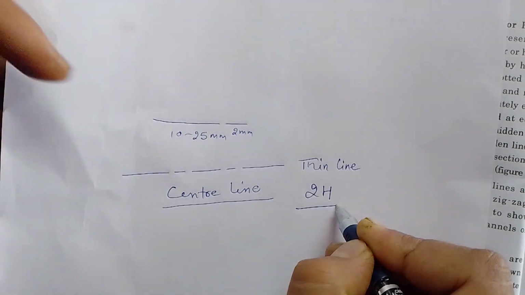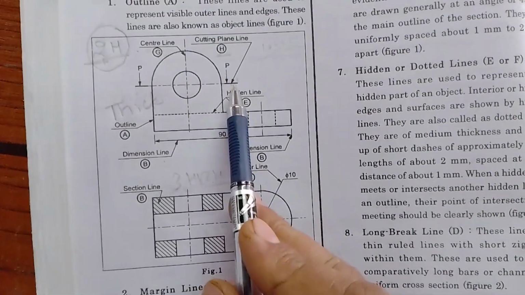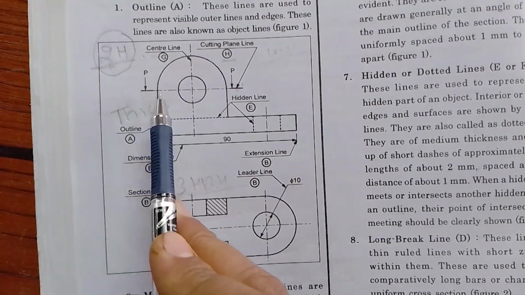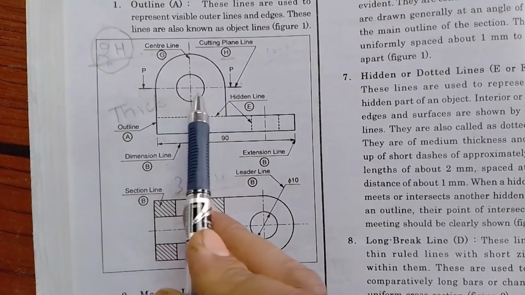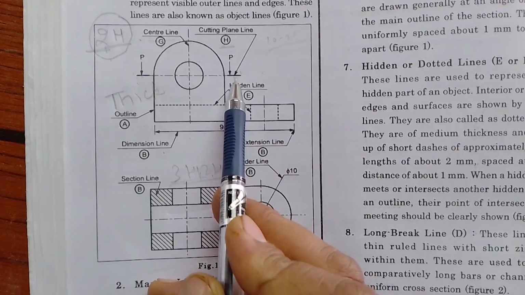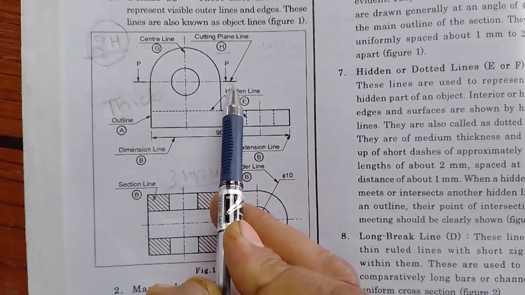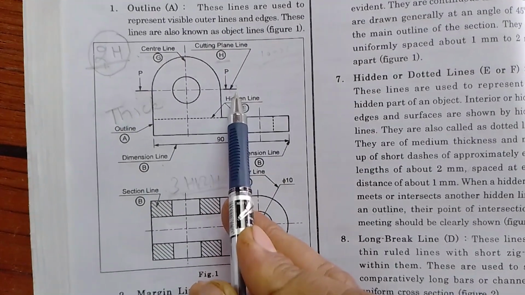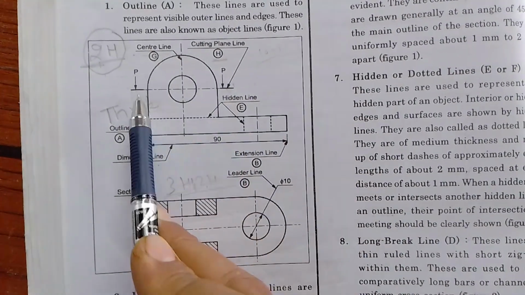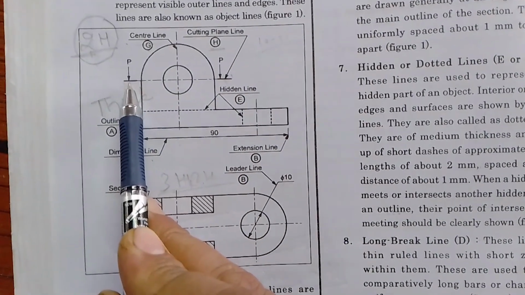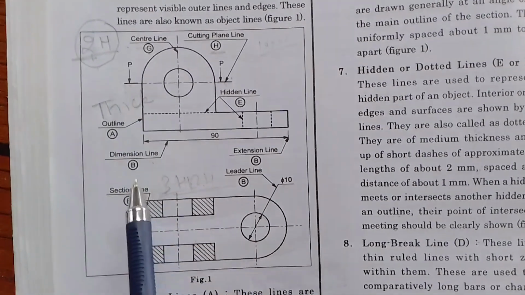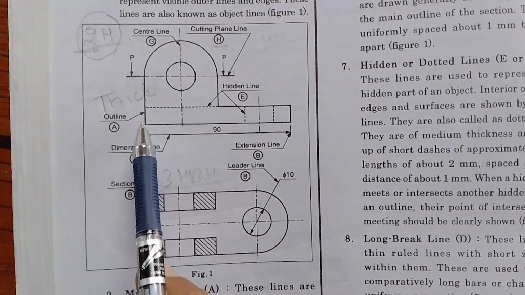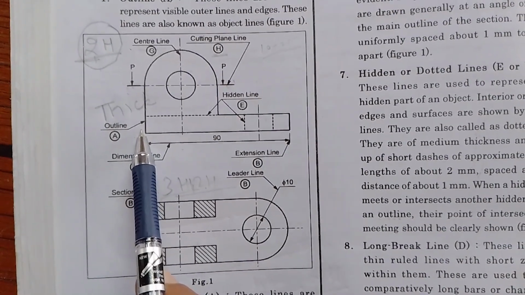So our next line is the cutting plane line. This line is thick at the edges, and the rest is a thin line. The edges are thick, and this is shown here, this is your cutting plane line. Our next line is the outline or border line. This is a thick line drawn by an H or HB pencil.